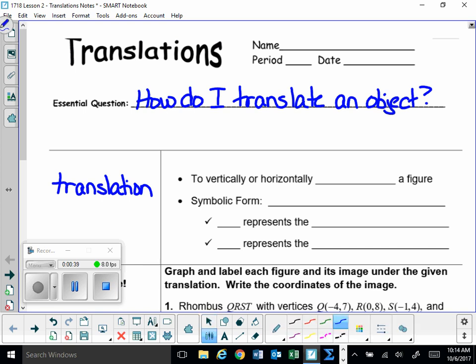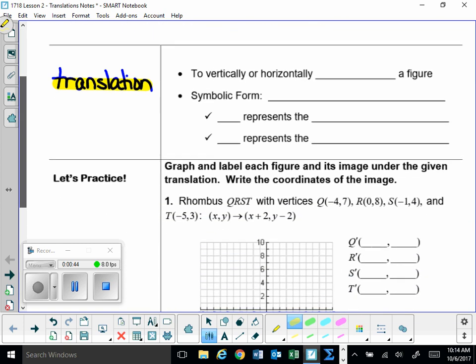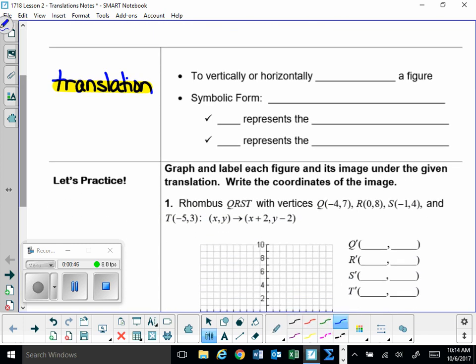Let's highlight that. Translation means to vertically or horizontally shift or slide a figure. Okay, symbolically, we take our original ordered pair and we use the arrow just like we used in conditional statements. We say x plus h and y plus k, which would be our image.